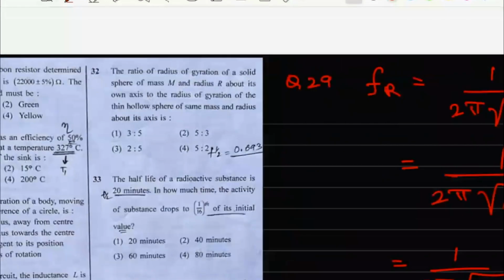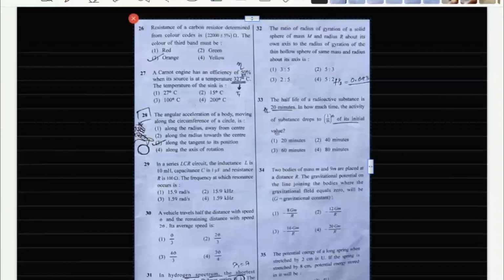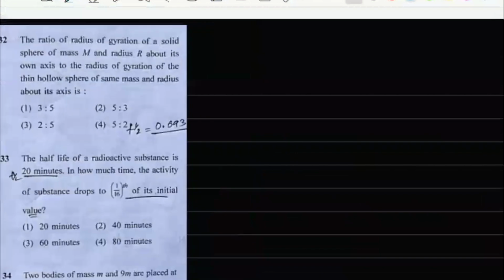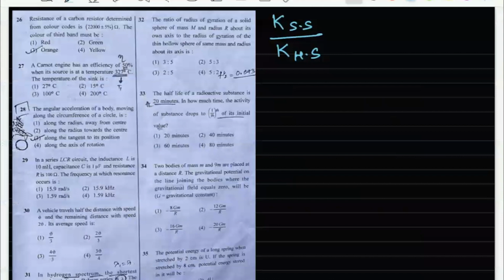Okay, ratio of, I should go on the next page. So the ratio of the radius of gyration of a solid sphere of mass m and radius r about its own axis. So we want k for the solid sphere over the radius of gyration of a thin hollow sphere of the same mass. So solid sphere and hollow sphere. Same mass and radius. So mass is same, radius is same. So this ratio we want.